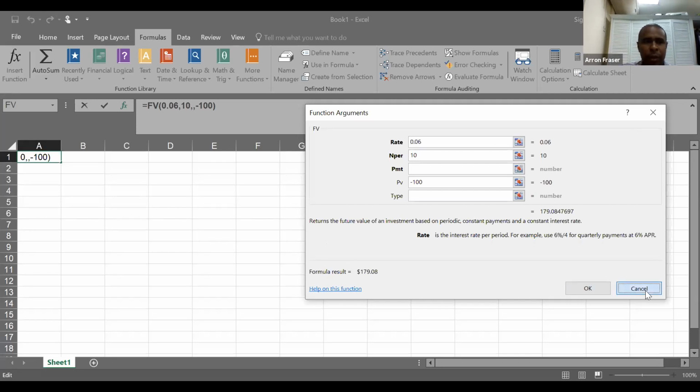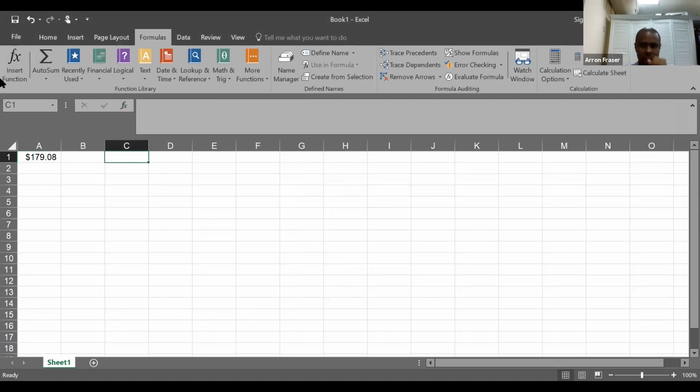So that's one way of doing it. The other way of doing it: future value would be equal to $100 times bracket 1.06, right?